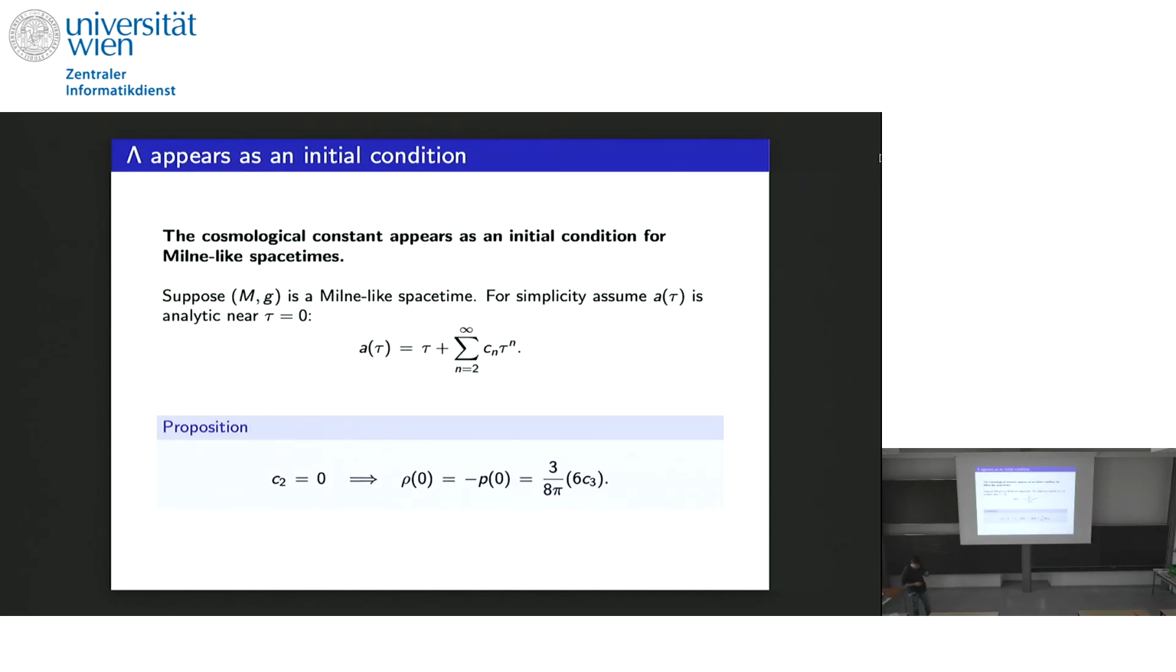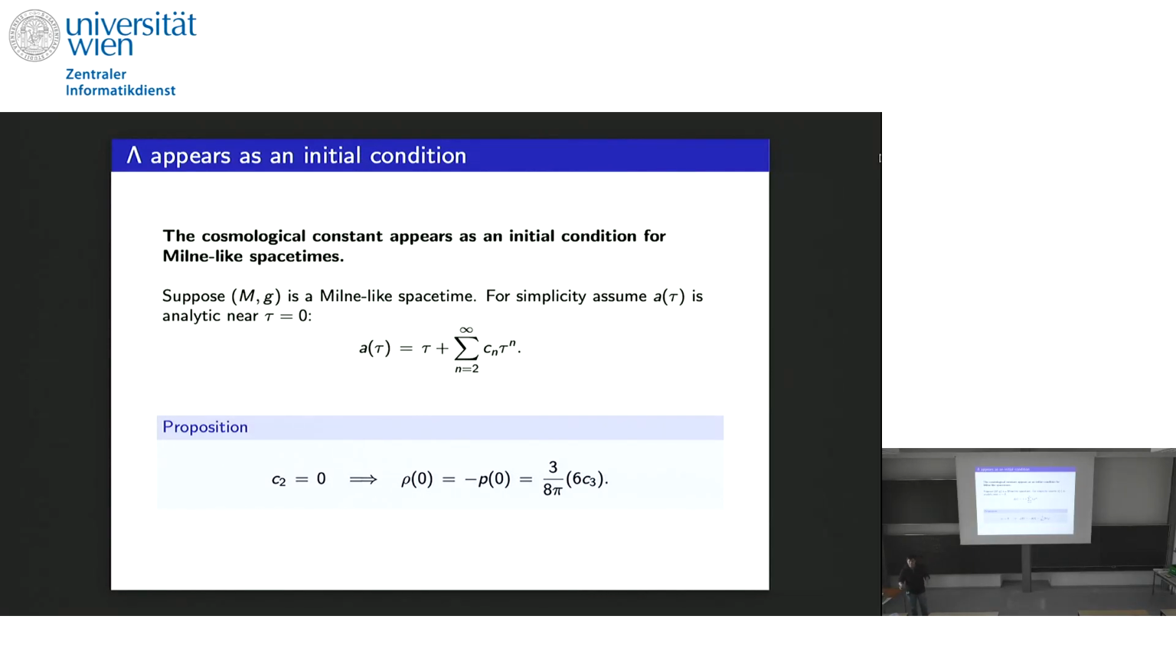Okay. So how does the cosmological constant appear as an initial condition for Milne-like spacetimes? Well, this is not too hard to see. For simplicity, just assume that the scale factor has an analytic expression for right now. Then it's just a proposition. If C2 is equal to 0 in this expansion, then rho of 0 is equal to minus p of 0, and this is true for any, and then you can relate rho and p back to C3 as such.